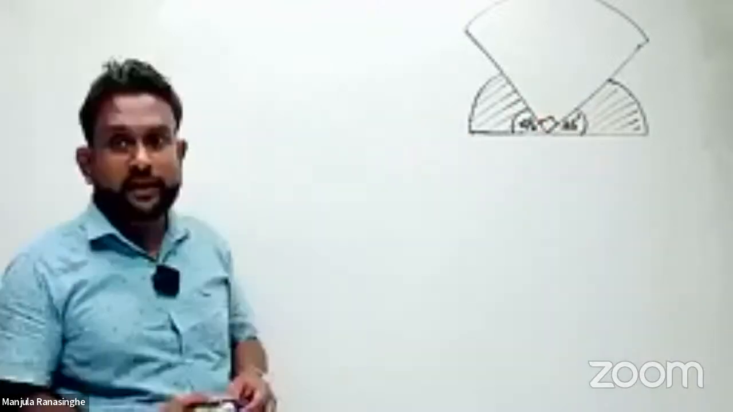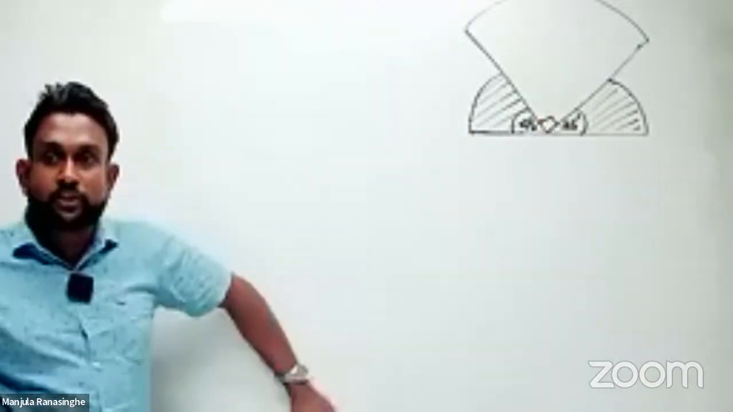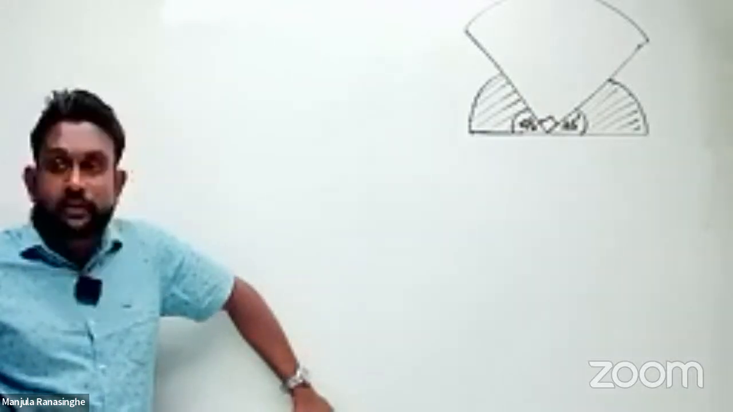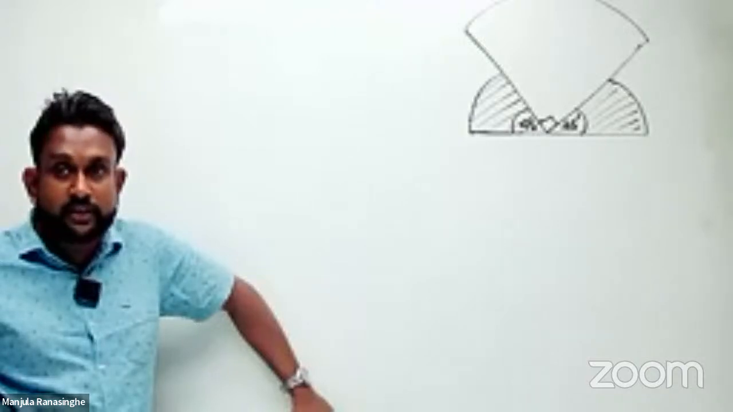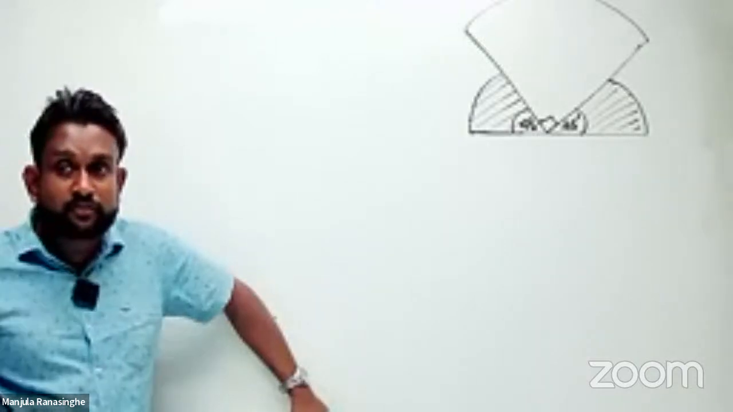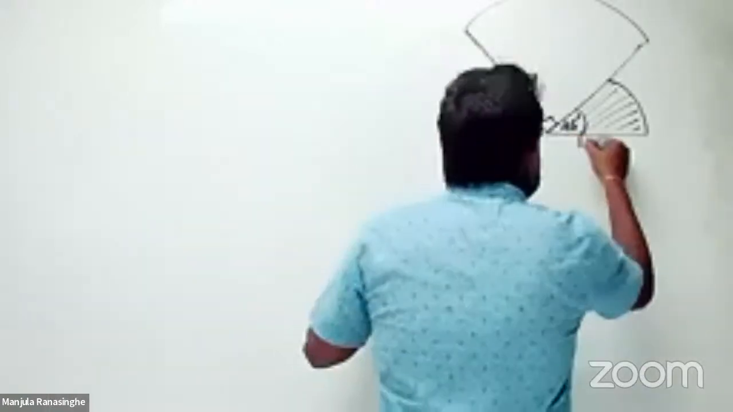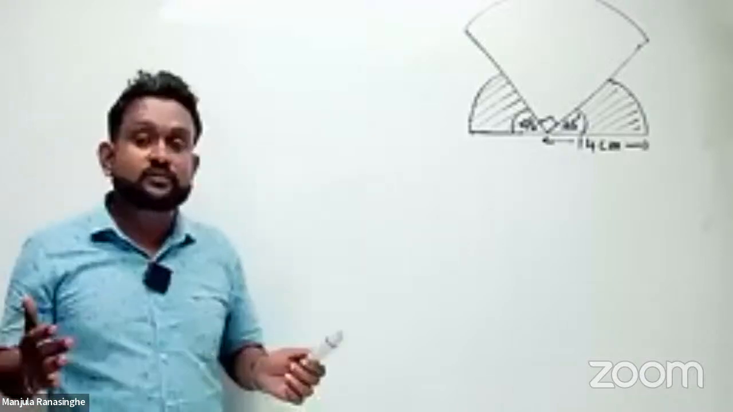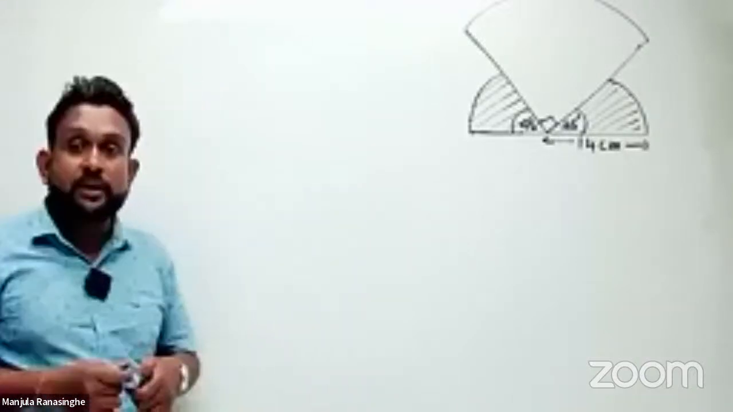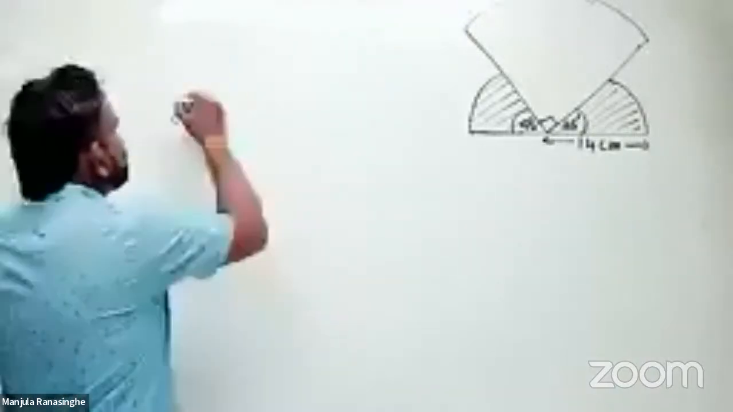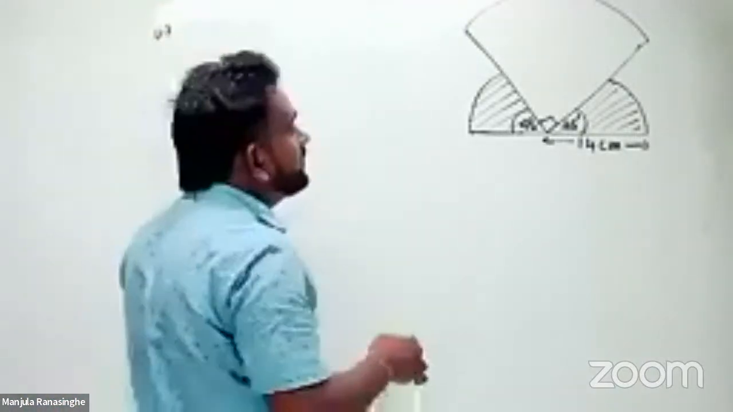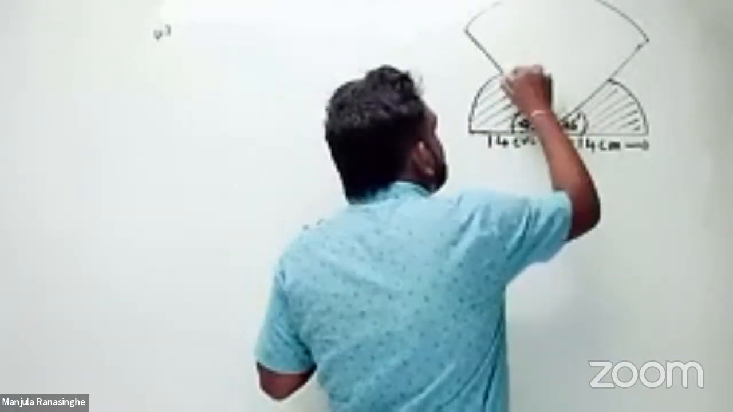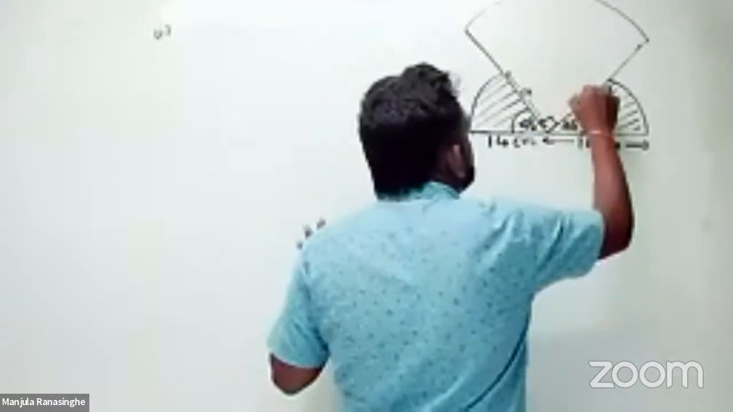A net of a decoration prepared from cardboard for a notice board in the classroom is given below. The radius of the shaded sector is 14 centimeters, so here 14 centimeters is given. The central angle of the other sector is 90 degrees. Find the perimeter of the shaded part. To find the perimeter, you require the arc length. This small part is 14, and here also 14.